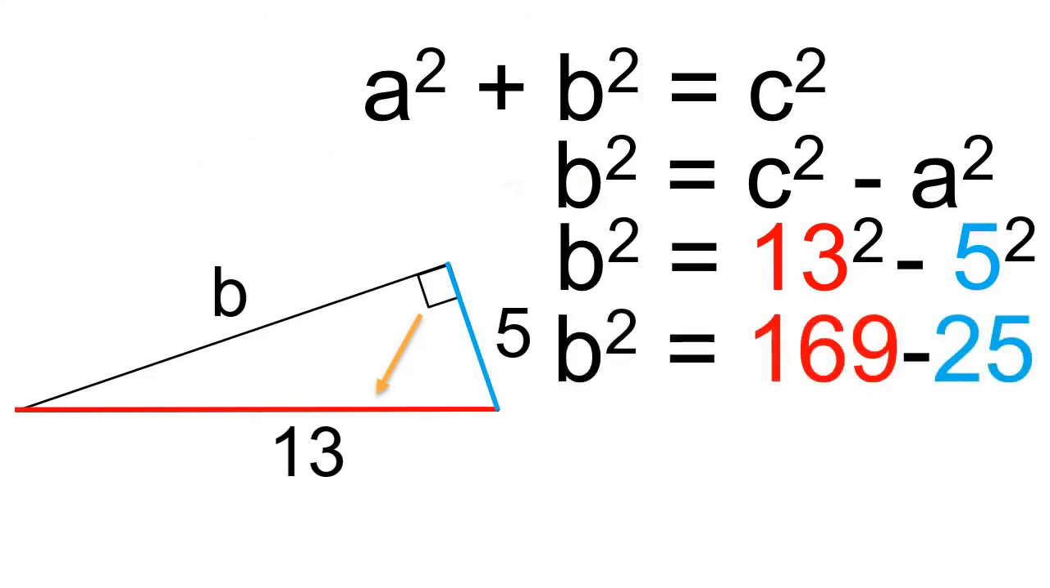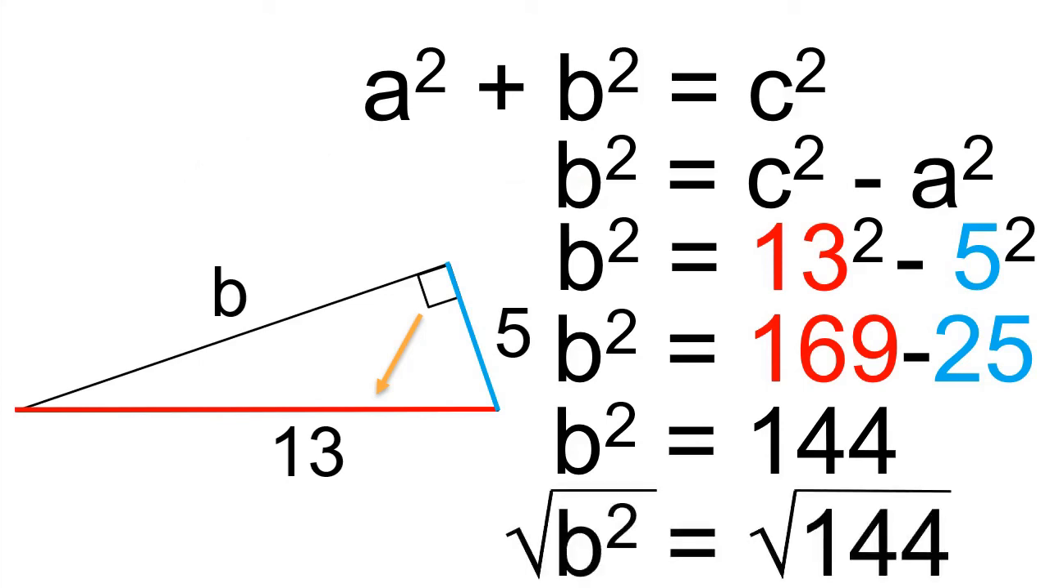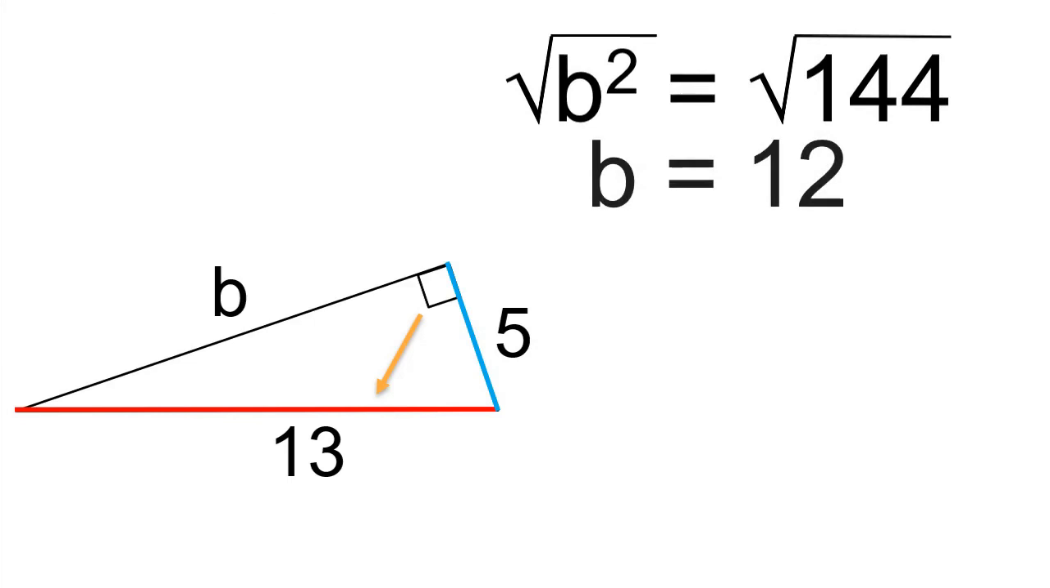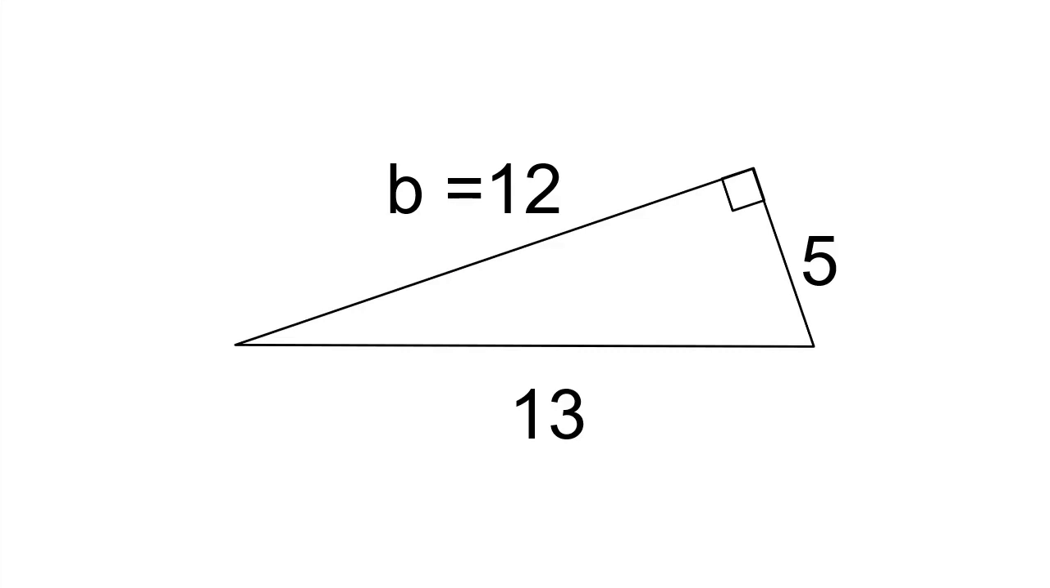13 squared is 169, and 5 squared is 25, and this leaves us with b squared equals 144. Now in order to get rid of the squared, we need to square root both sides. And then we're left with b equals 12, because the square root of 144 is 12. And so therefore, side length b is equal to 12.